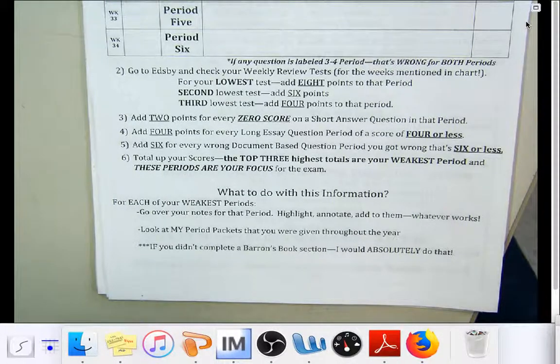So what I would like you to do is, if it helps, I would go through that and maybe highlight, annotate, add information too, because it doesn't have tons and tons of information. It's pretty streamlined. So if that works for you, then I would definitely do that. Is everyone clear on that?